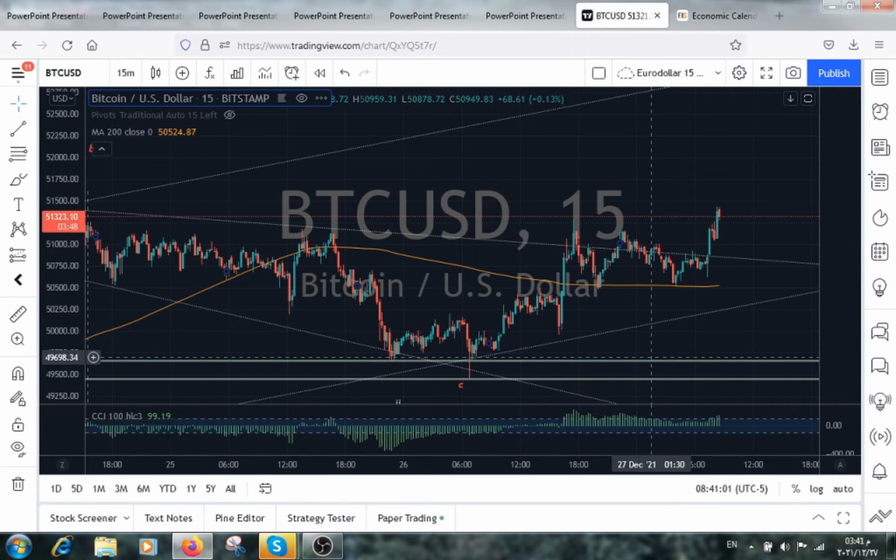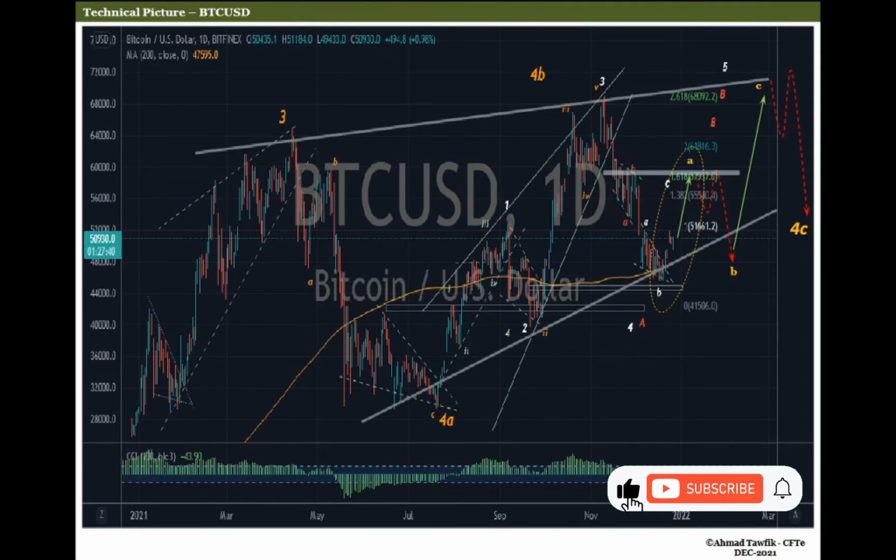Okay, so the important developments now are what's been going on in the daily chart and what we expect to happen. This is the updated daily chart and the current moves, what's actually going on. We've had all the labels rounded up.